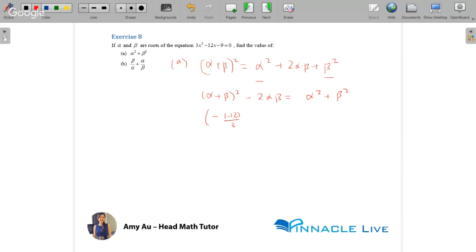So start with the sum of the roots, so minus b on a, squared, and then product of roots, c on a. So c is minus 9, a is 3. All right, so just simplifying these numbers. So that's 16, and then that's plus 6. So therefore, alpha squared plus beta squared is equal to 16 plus 6, which is 22. That's it.